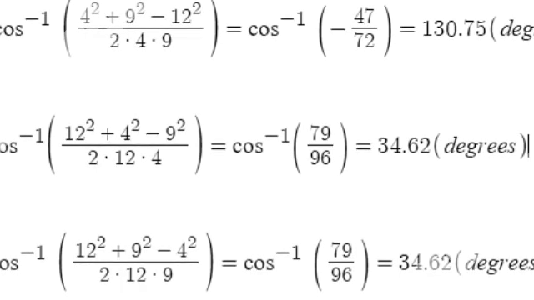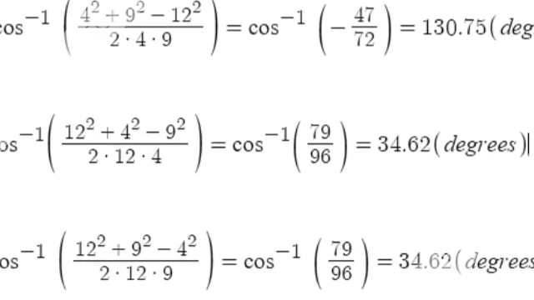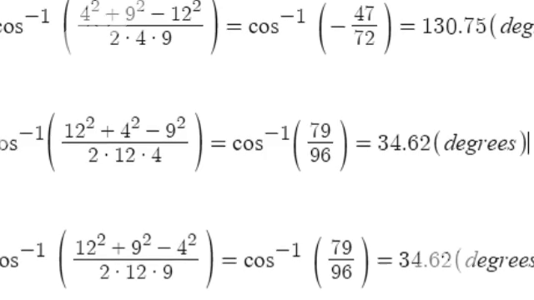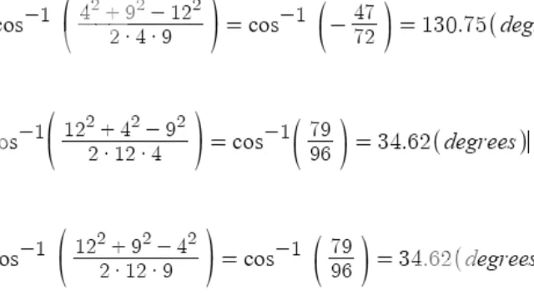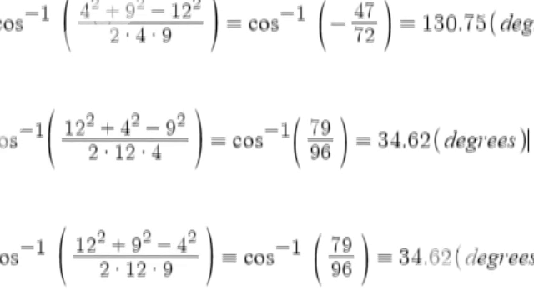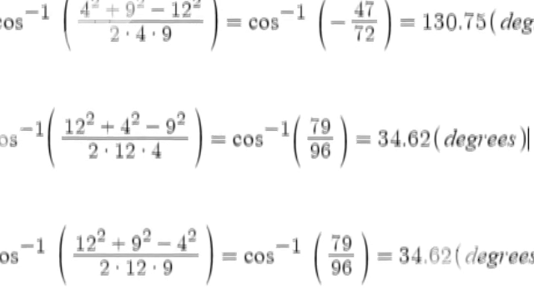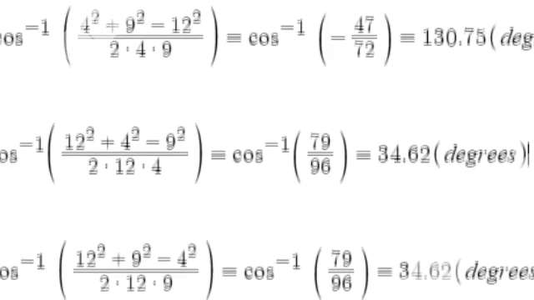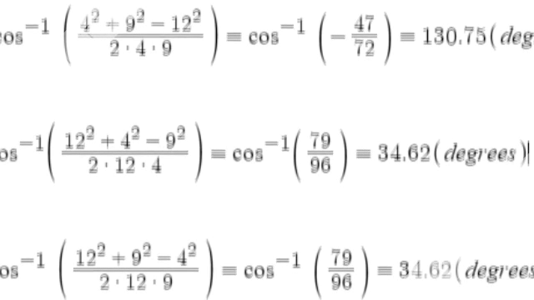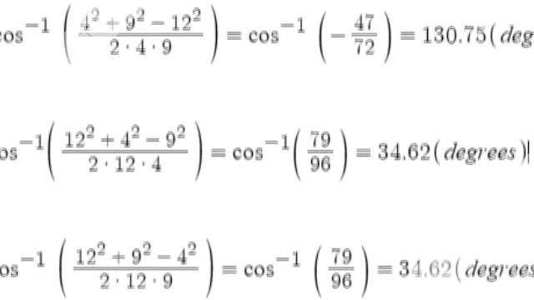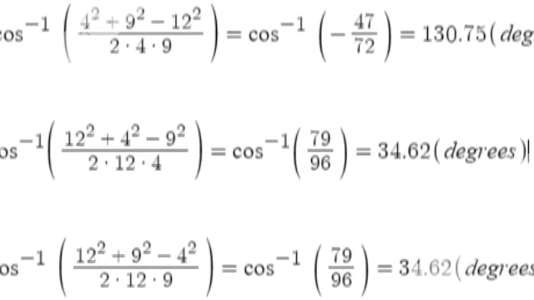A equals cosine inverse of 4 squared plus 9 squared minus 12 squared over 2 times 4 times 9, equaling cosine inverse of negative 47 over 72, equaling 130.75 degrees. Step 2. Solve for the other two angles.